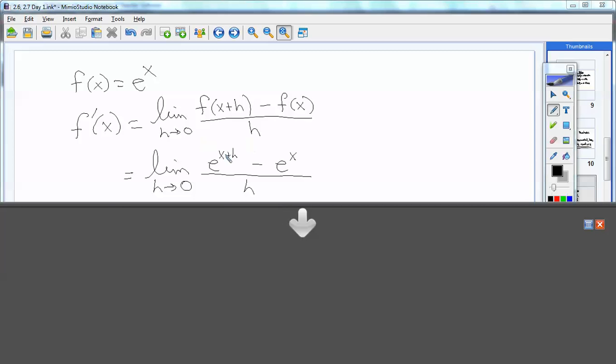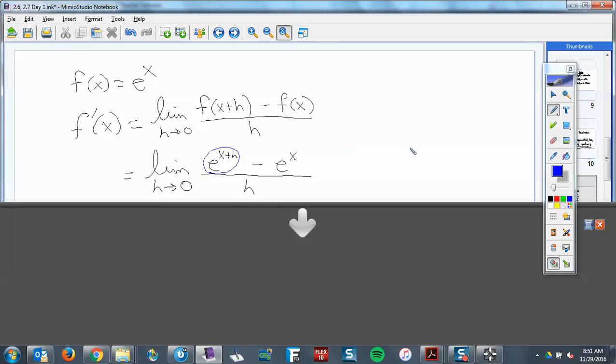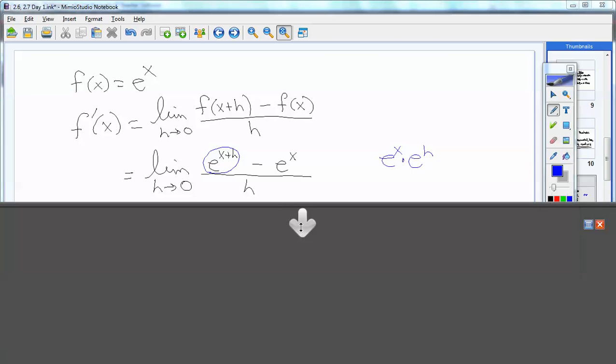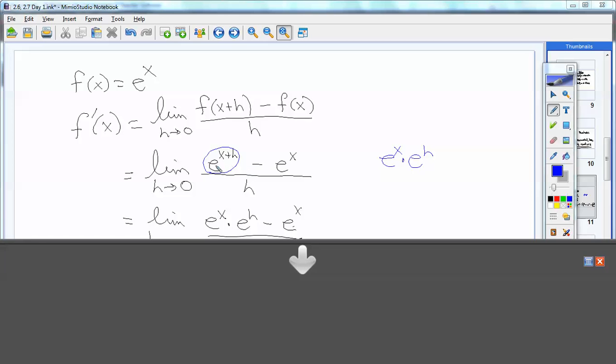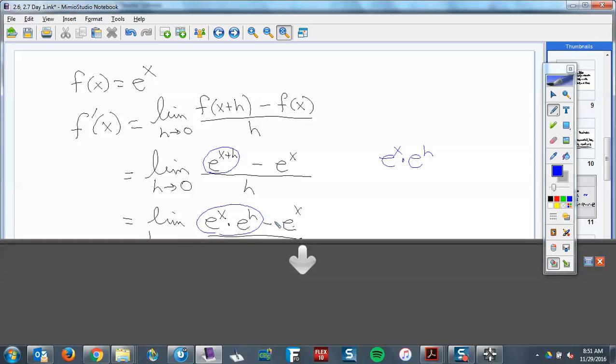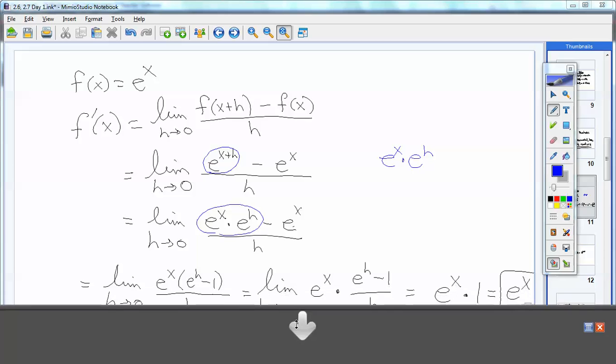Okay, so there is a little bit of algebra I can do right here. This thing in the blue, wouldn't it be true that I could make that into that right there? Because when you multiply, you add the powers, right? So wouldn't this be the same as that over there? And so when I do that, now I can factor out e to the x.